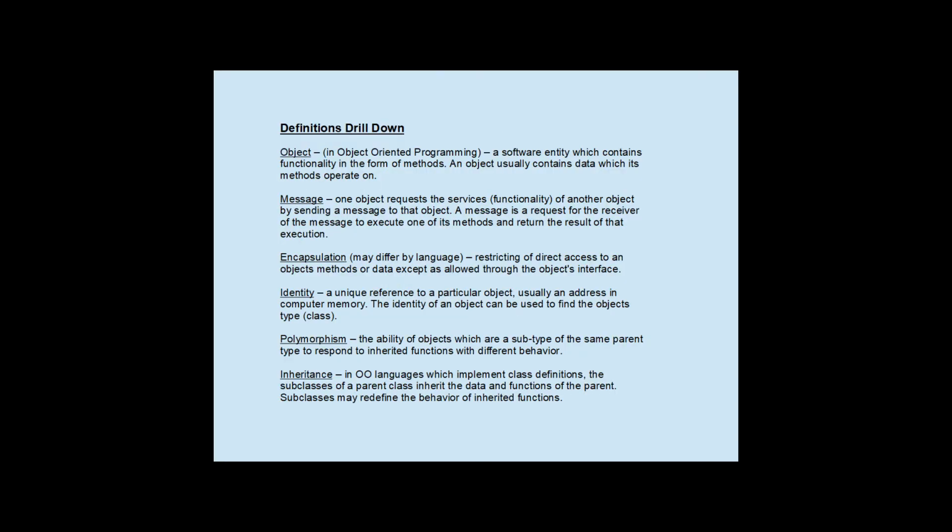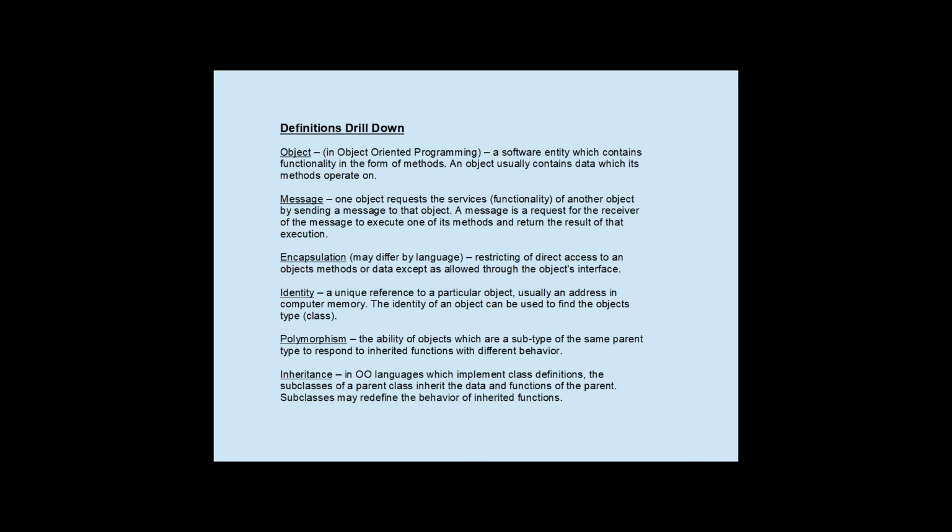Here is the definition of an object and its properties that will apply to this Visualizing Objects video series. An object in object-oriented programming: a software entity that contains functionality in the form of methods. An object usually contains data which its methods operate on. Message: one object requests the services or functionality of another object by sending a message to that object. A message is a request for the receiver of the message to execute one of its methods and return the result of that execution.